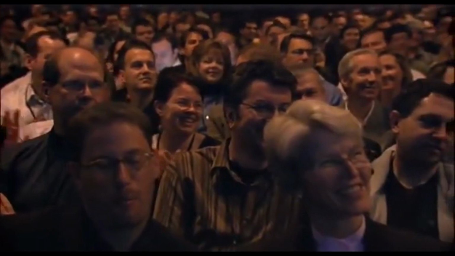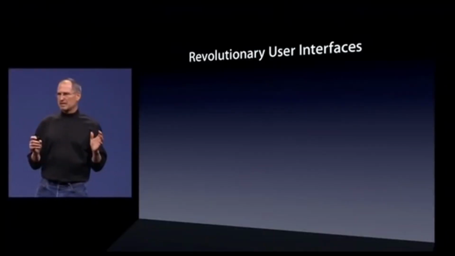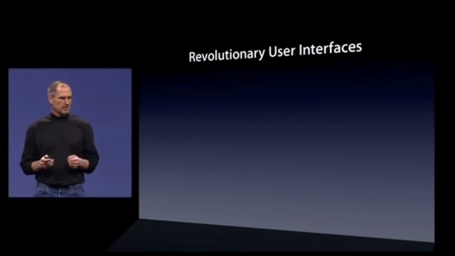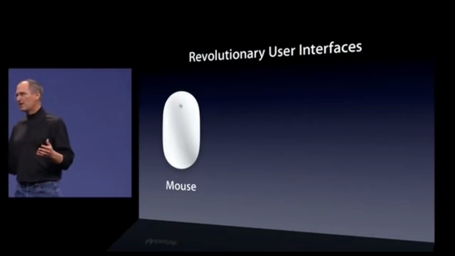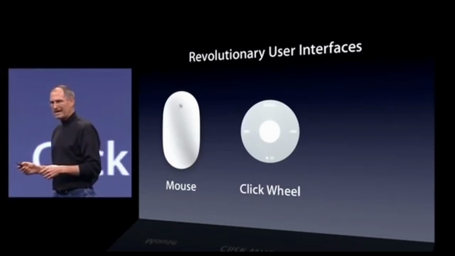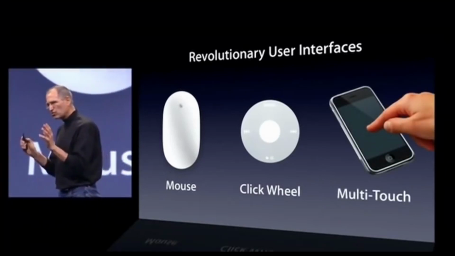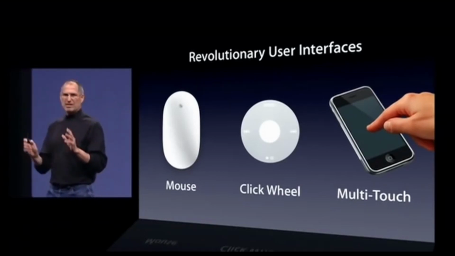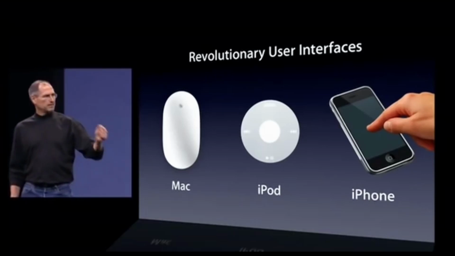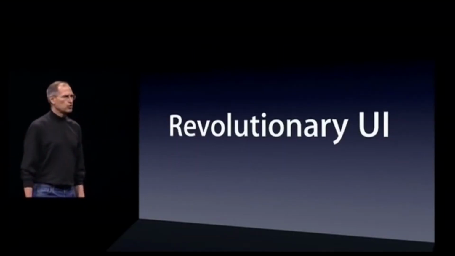So we've been very lucky to have brought a few revolutionary user interfaces to the market in our time. First was the mouse. The second was the click wheel. And now we're going to bring multi-touch to the market. And each of these revolutionary user interfaces has made possible a revolutionary product. The Mac, the iPod, and now the iPhone. So, a revolutionary user interface.